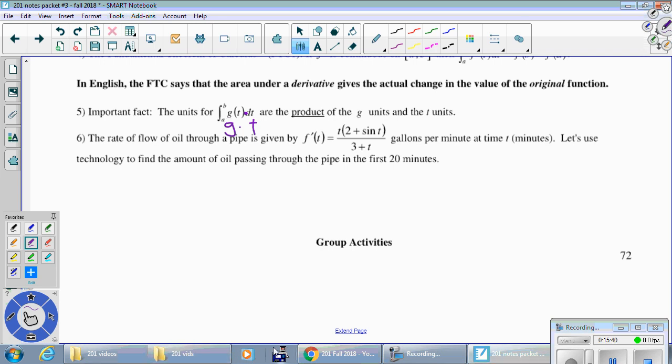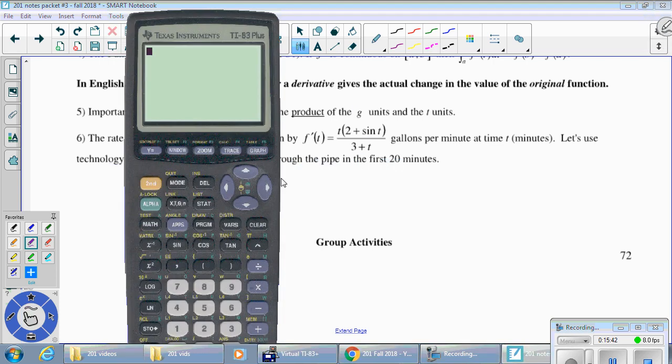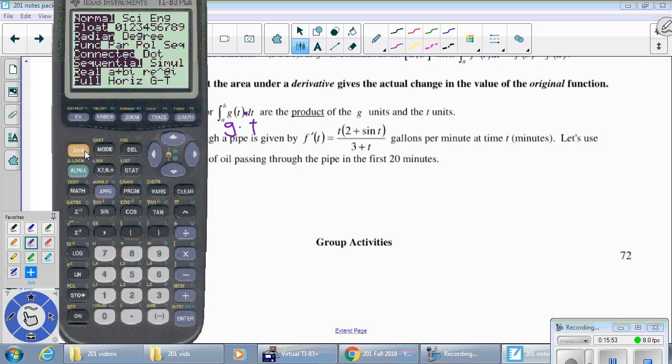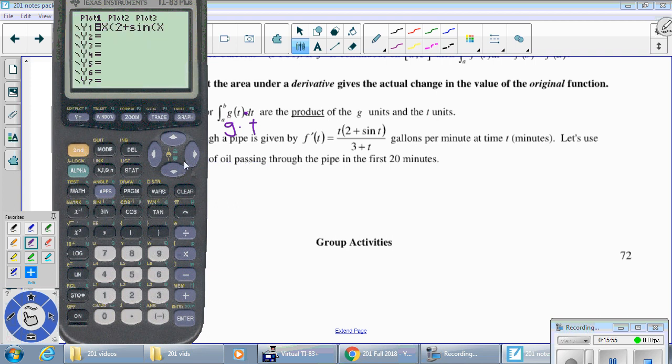Okay, first thing I want to do is use technology to graph this thing. So let's take a look at the graph. I'm going to y equals x times (2 plus sine x). I hit the sine button, better make sure we're in radian mode. Okay, that looks good. Divided by, open parentheses, 3 plus x.